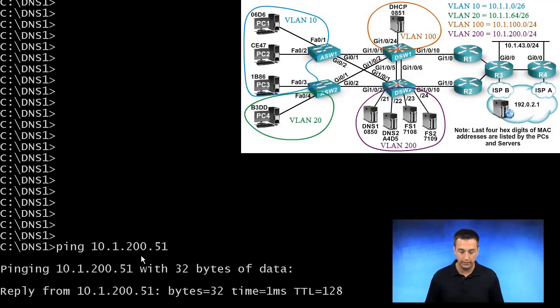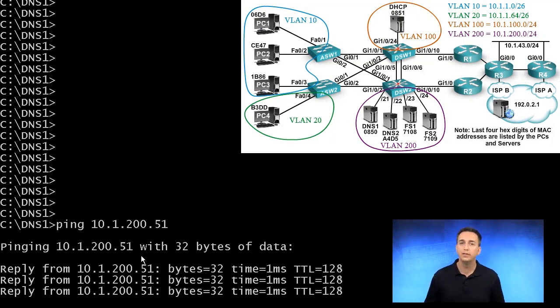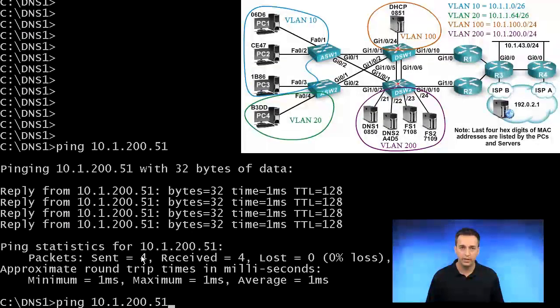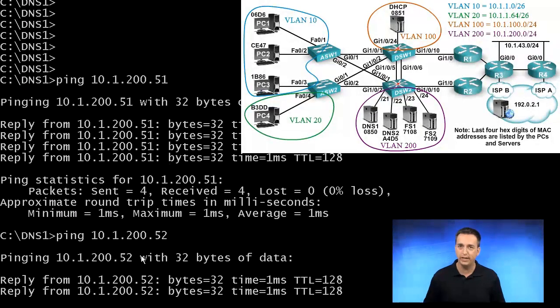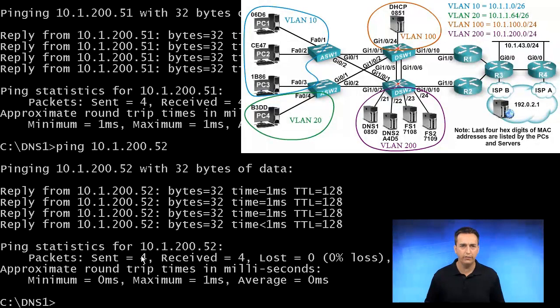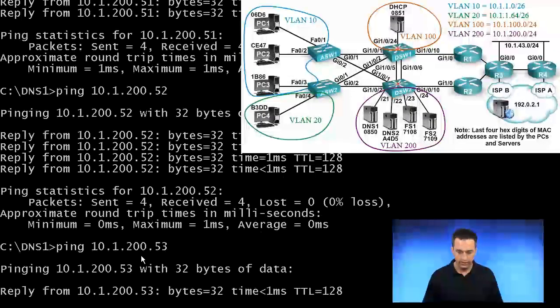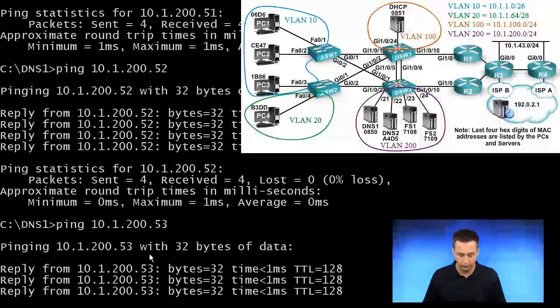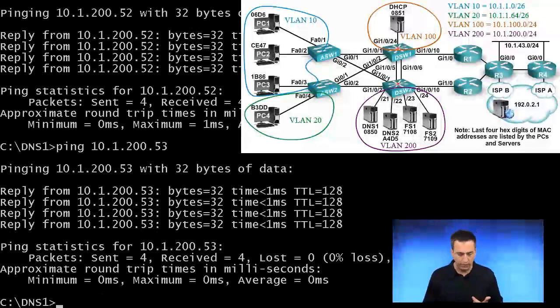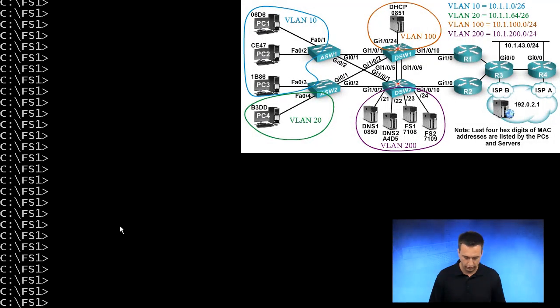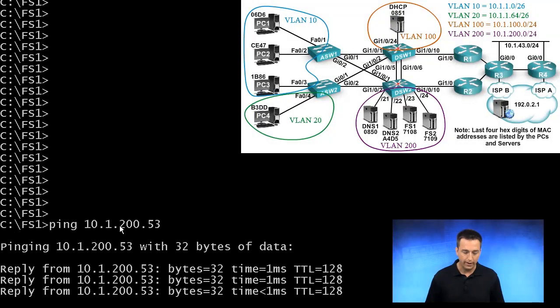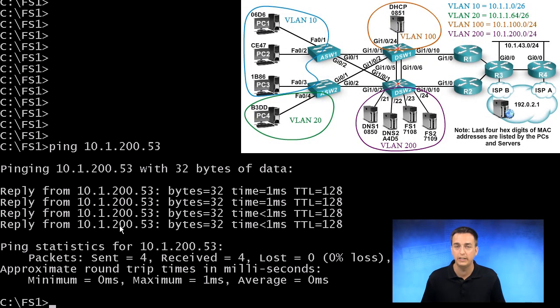10.1.200.51, which is DNS2, communication is successful. What about file server 1? Communication is successful. And file server 2? Communication is successful there as well. What about between file server 1 and file server 2? Let's do a ping to 10.1.200. File server 2 would be 53. All right, so we have successful communication there as well.